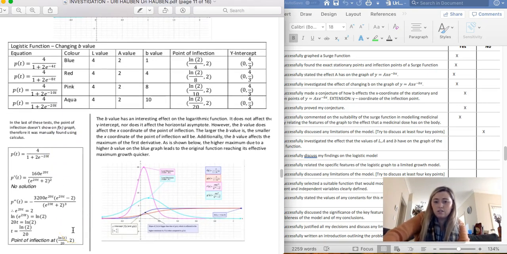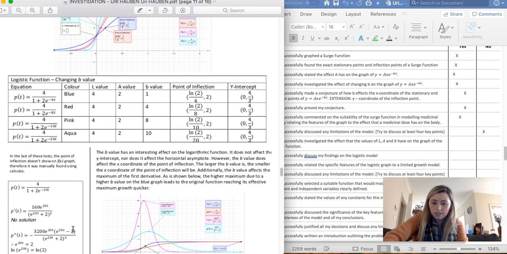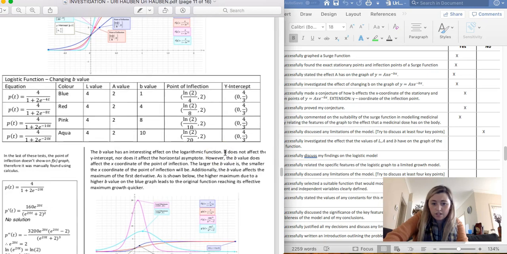Okay. I wonder why that doesn't show. Interesting. The B value has an interesting effect on the logarithmic function. So see how here in your PDF you've just lost that E there, so you have to be careful in regards to that too. It does not affect the Y-intercept, nor does it affect the horizontal asymptote.